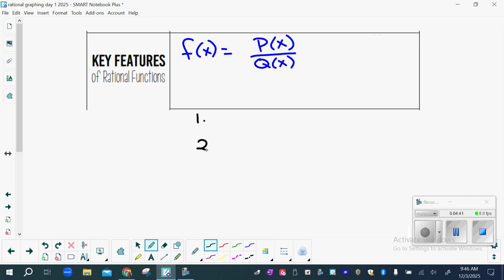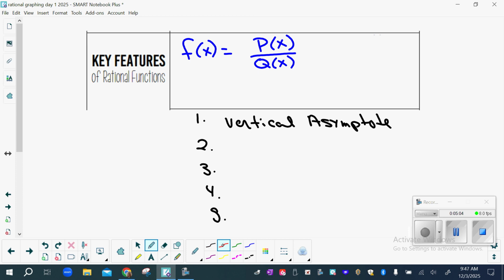So 1, 2, 3, 4, 5. These guys sometimes will have what we call a vertical asymptote. And you know me, Mrs. Tarantino does not refer to that one like that.